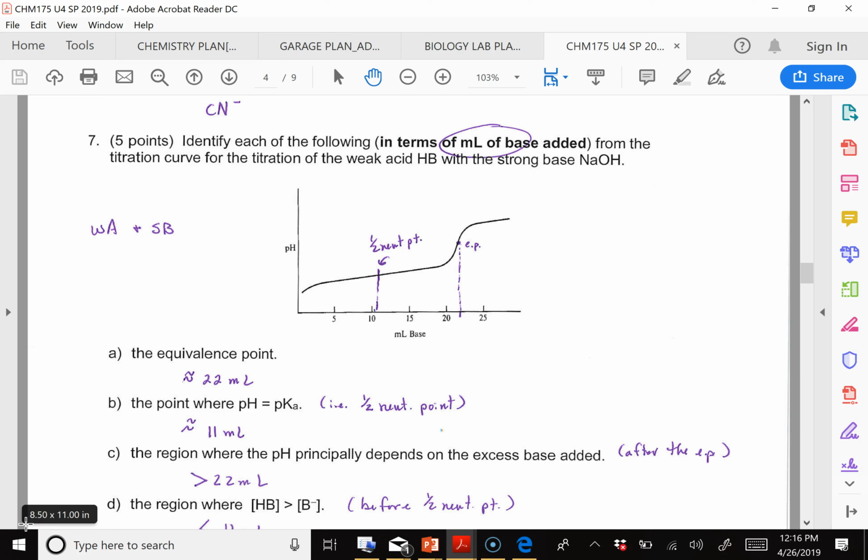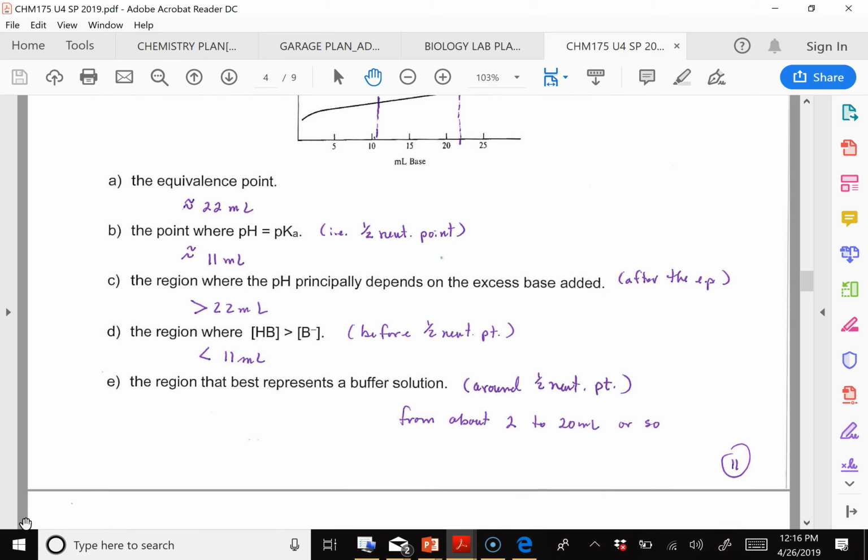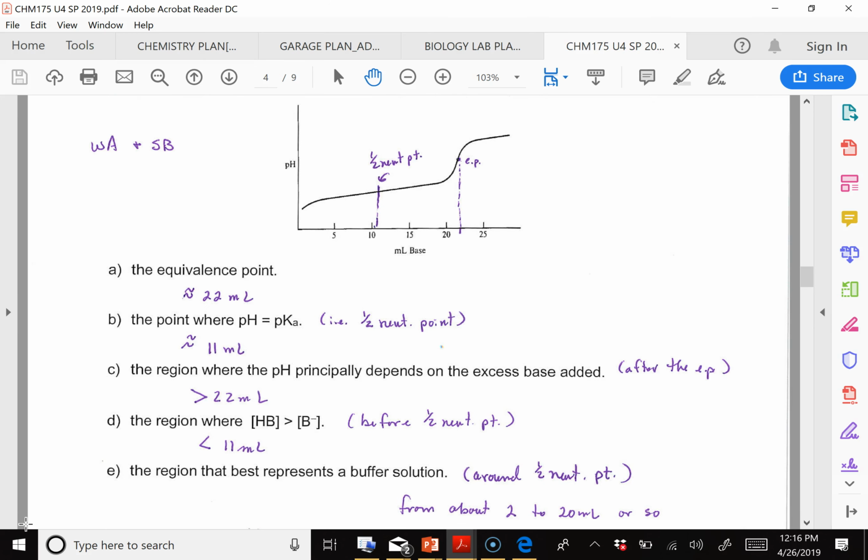The region where the pH depends primarily on your excess base would be after the equivalence point, so anything greater than 22 milliliters, or 20 milliliters if that was your equivalence point. For D, in which region are you going to have your HB, the weak acid you're titrating, greater than the conjugate that's being formed as you drip in base? That's going to have to be before your half equivalence point. So actually D and B are related, so less than 11 milliliters.